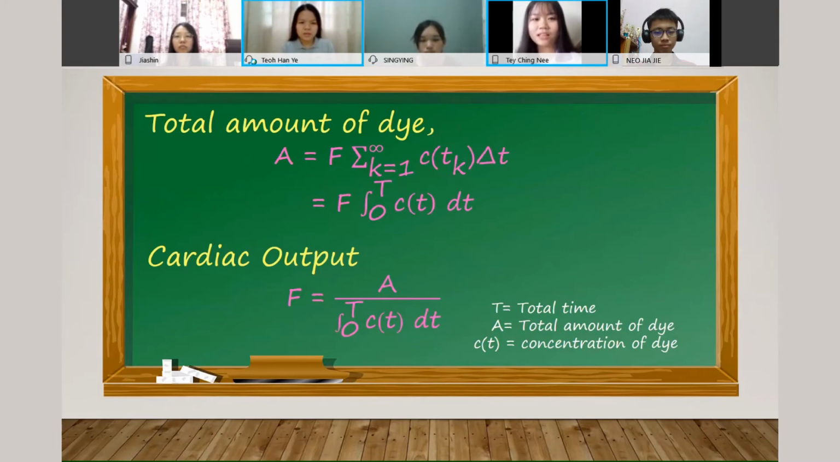Then we will get the formula of cardiac output, which is F equals A divided by the integral of concentration of dye over the interval 0 to t, where t equals total time, A equals total amount of dye, and C(t) equals concentration of dye.